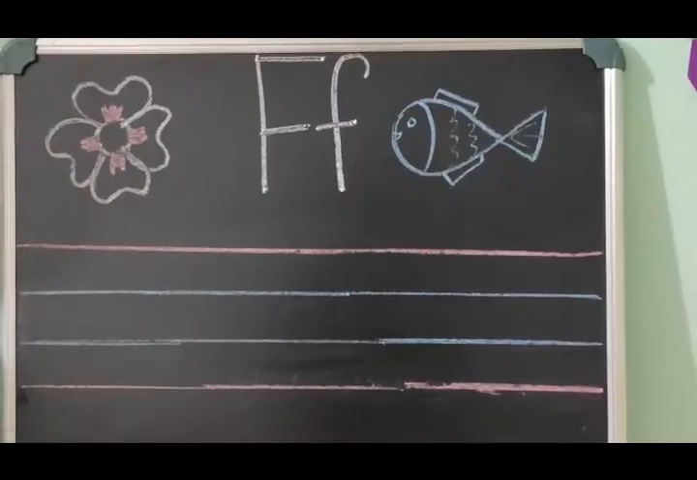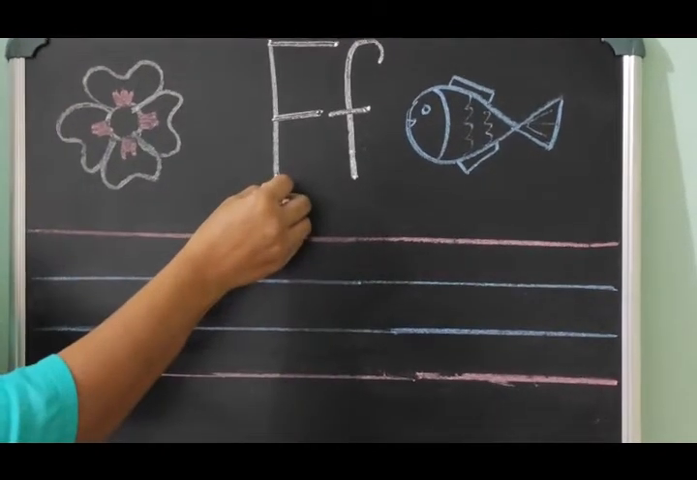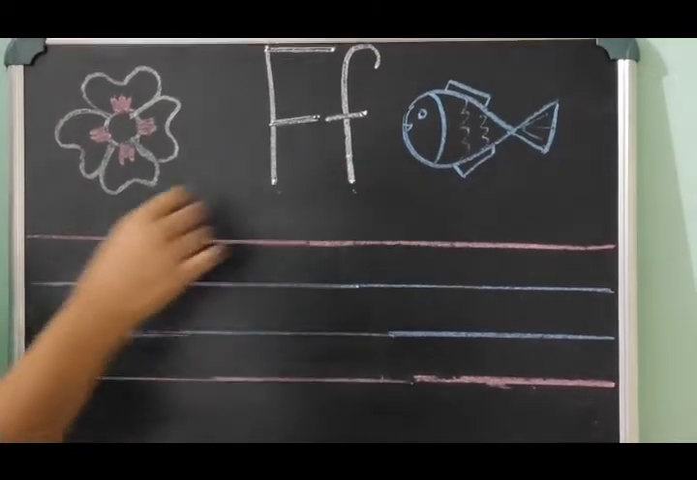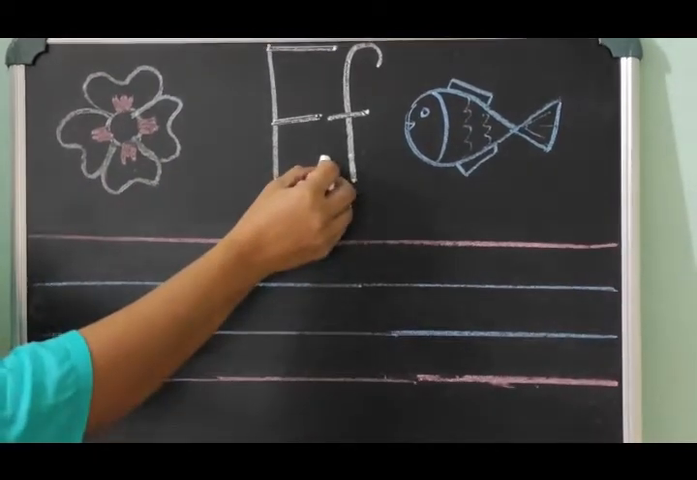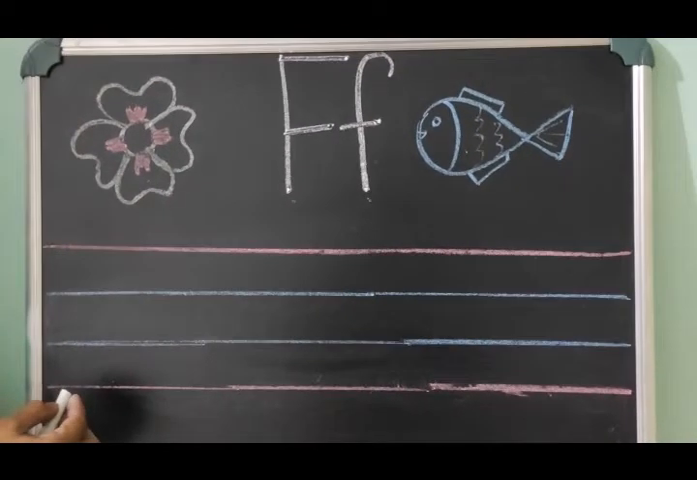Now I will tell you some words. Frock. Fan. Five. These are the words that start with letter F. Now we will learn how to write letter F. This is capital letter F, small letter F. F for flower. F for fish. F sounds F.